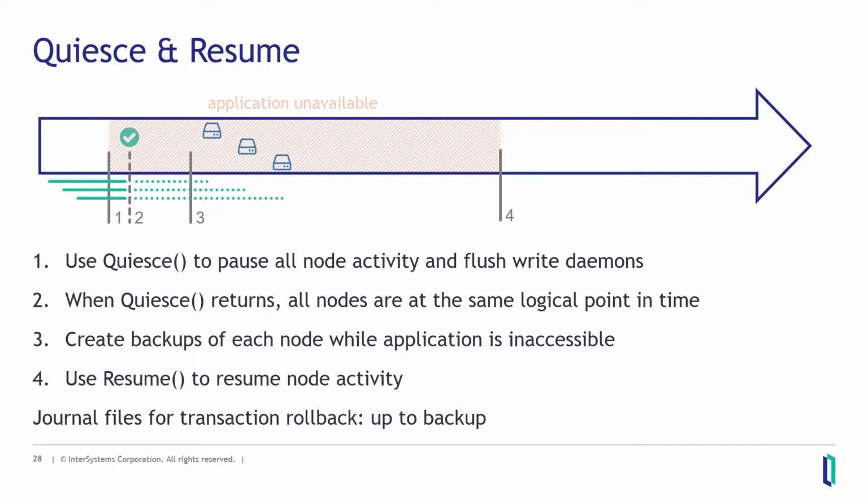So you can take your backups. You probably want to do that pretty quickly. And by the time you're done with them, you can resume your system and it will resume operations. And you've got backups of all your system that together correspond to a logical point in time. So that's the one extreme. Pretty harsh because you have application downtime.